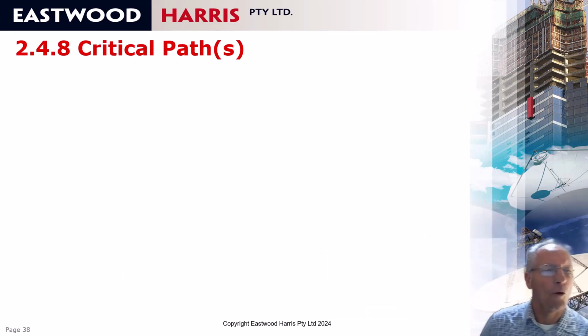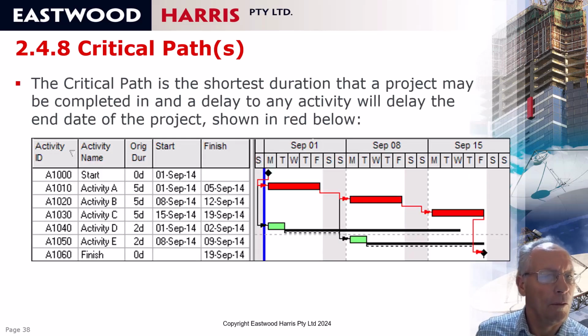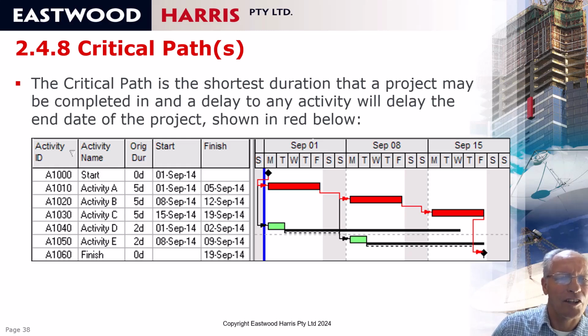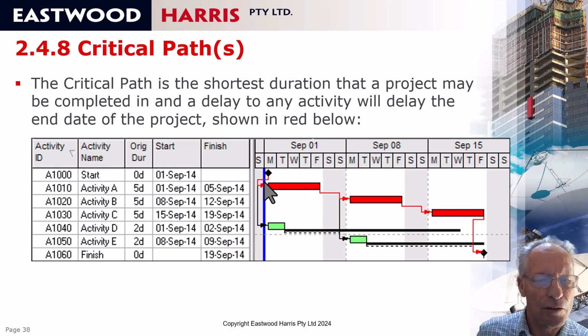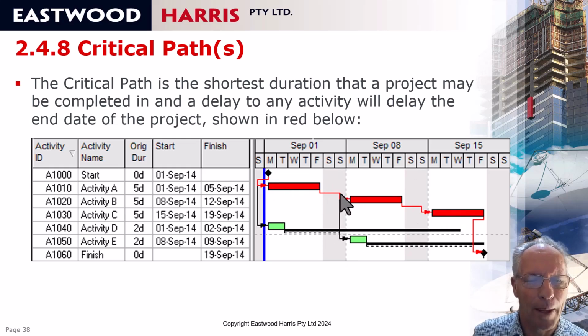So critical path or critical paths. The critical path is often defined as the shortest duration a project may be completed in, and a delay to any activity will delay the end date of the project. So this is the critical path, which is shown in red. We're not working Saturday and Sunday, and that's why we have a gap here. And so this is the critical path and a delay to any activity.